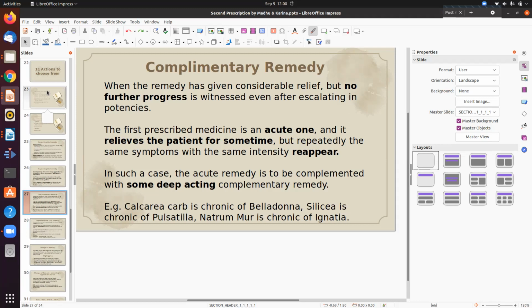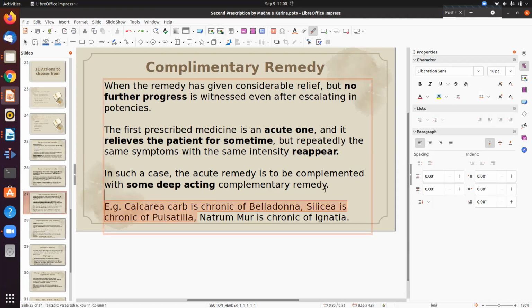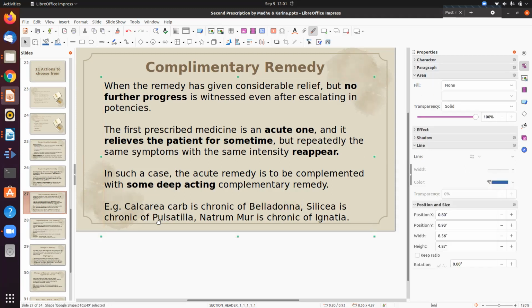So the chronic of pulsatilla is Silesia. If the symptom totality is there, we should give Silesia. In such a case, the acute remedy is to be complemented with some deep acting remedy to stop the recurrences. There are a few examples. In the acute stage, if belladonna is indicated, there may be a possibility that calcarea carb is the chronic of the case. Silesia is the chronic of pulsatilla. Natrum muriaticum is the chronic of ignatia.